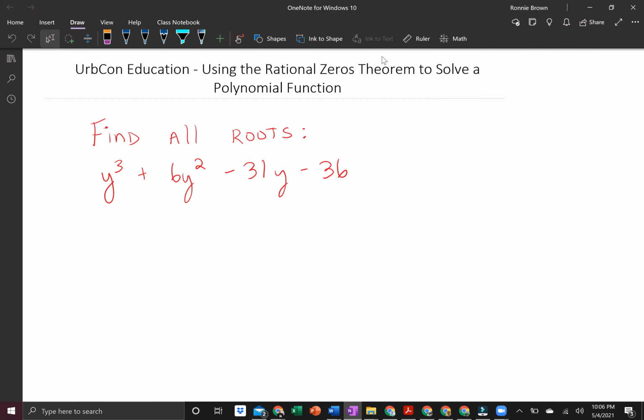Throughout our time in algebra, if you're looking at this video, you're likely taking algebra or have taken algebra. We haven't learned how to solve anything other than a linear function or a quadratic function. So to solve this cubic function or anything higher, we'll need to use what's called the Rational Zeros Theorem. So let's go ahead and solve that.